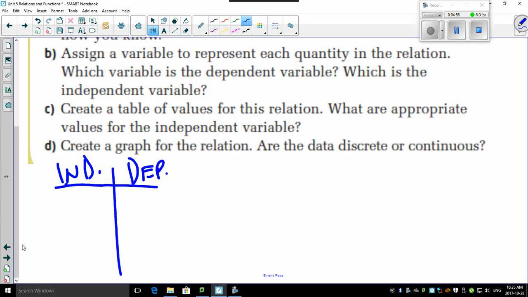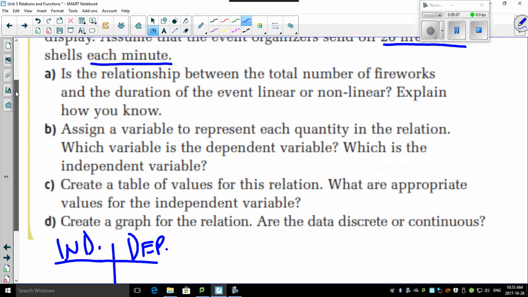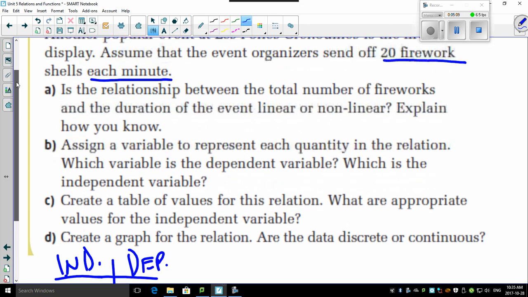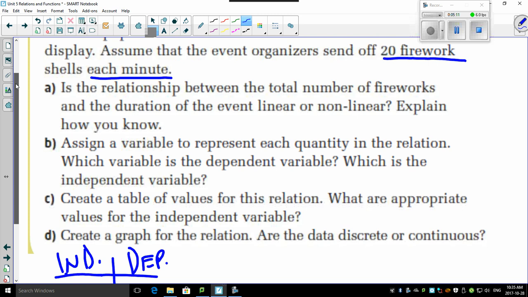What would be the independent variable? If you think about this, what would be the independent variable? You're setting off a number of fireworks per minute. The number of fireworks, which is up here, says 20. You're sending off 20 fireworks every minute.